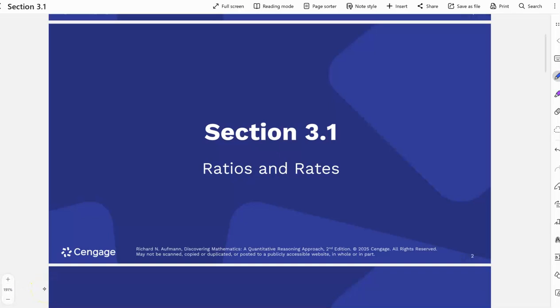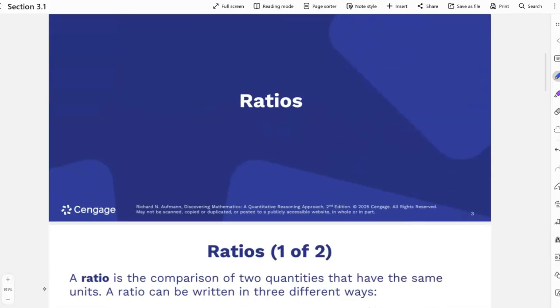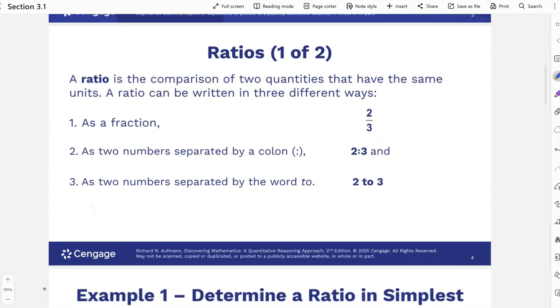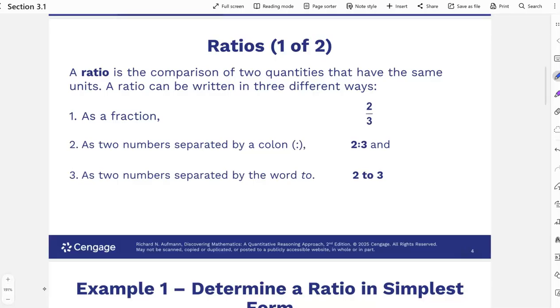In this video, we are going to talk about ratios and rates, and we're going to start with ratio. A ratio is a comparison of two quantities that have the same units. We could write it in three different ways. We could write them in terms of fractions, so we could compare the numbers 2 and 3, so we could write it as 2 over 3. We could think about it with a colon between the two numbers, so 2:3, or we could write it using the word "to" instead of the colon, and write 2 to 3.